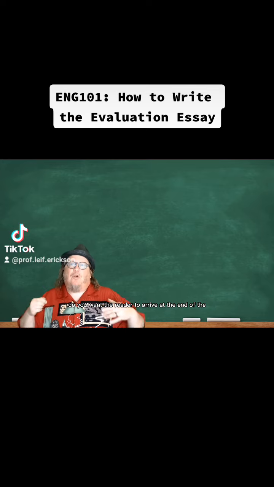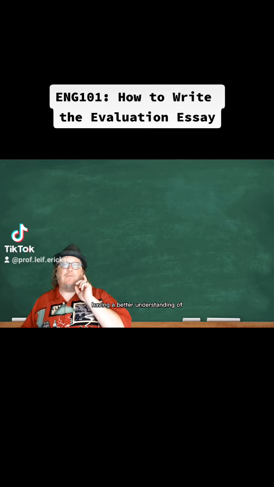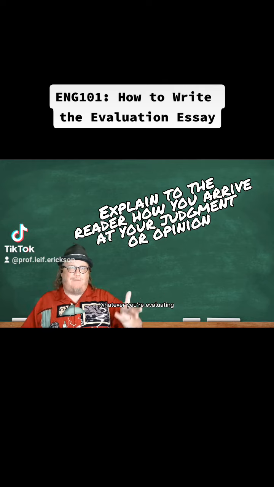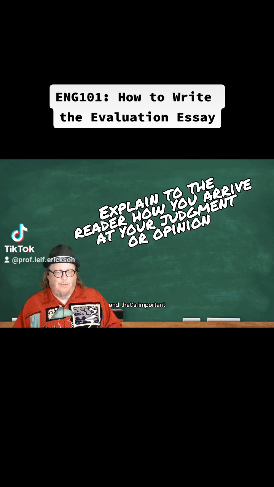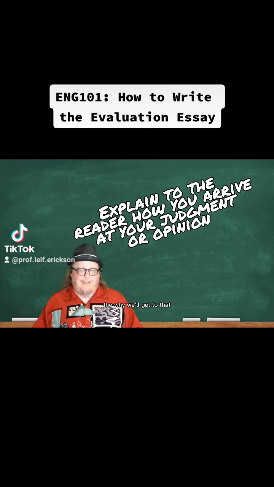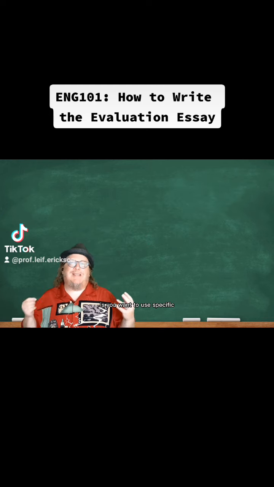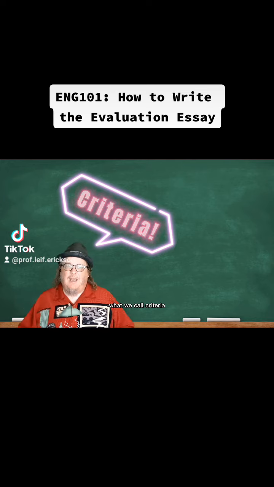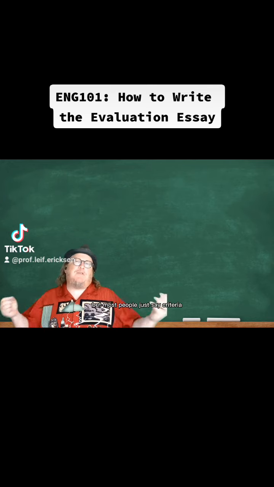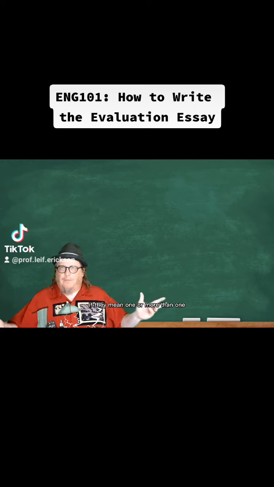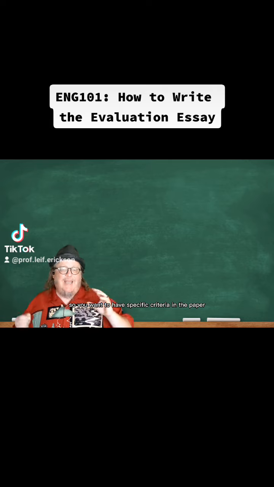You want the reader to arrive at the end of the evaluation essay having a better understanding of how you feel about whatever you're evaluating and why you feel that way. And that's important, the why. We'll get to that. So what you want to do in an evaluation paper is use specific, what we call criteria. Now the singular is criterion, but most people just say criteria if they mean one or more than one. So you want to have specific criteria in the paper.